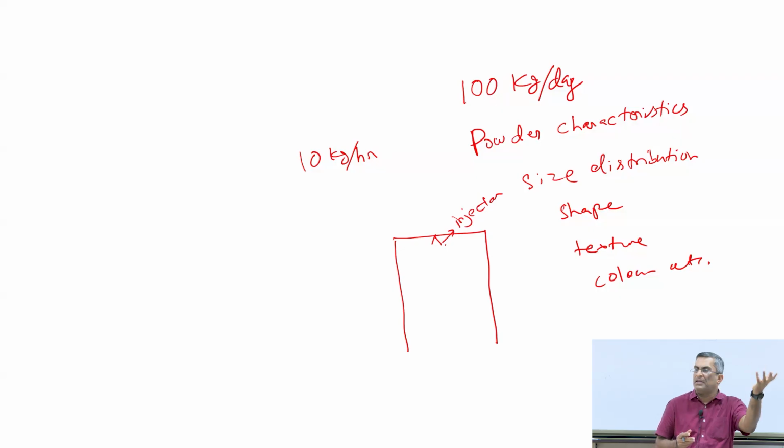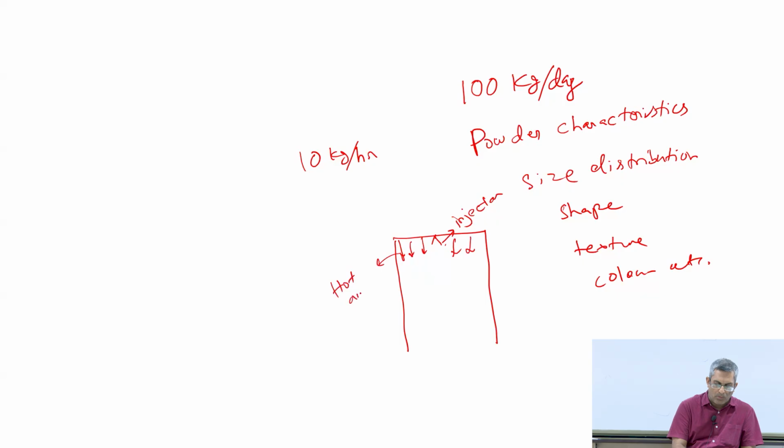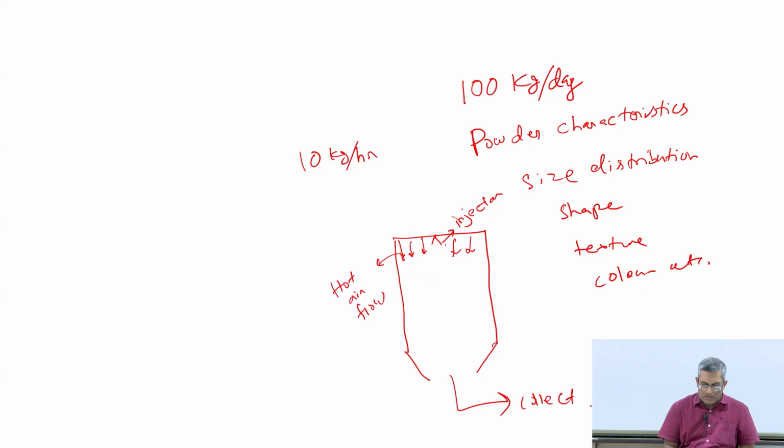Which slurry? Maybe they will tell you also. So you have to prepare some slurry. Let's say you mix these almond particles in milk. So that becomes a slurry. Let's say they provide that. So now you have this injector in this chamber, and around that you have hot air flow. This is a basic configuration of a spray dryer. You have some sections like this to collect powder.